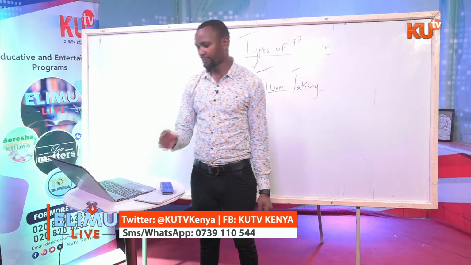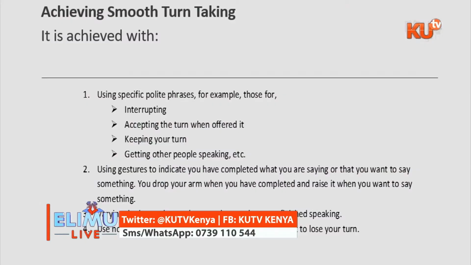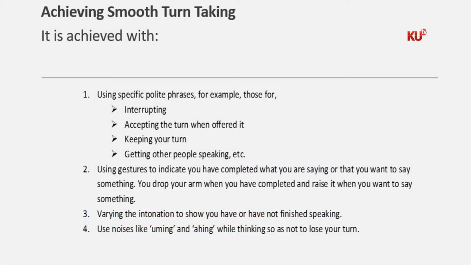Number one, using polite phrases. For example, there are phrases for interrupting. We have phrases for accepting the turn when it is offered. Then we have phrases for keeping your turn, if you want to keep your turn, and also getting other people speaking, and so on and so on. That is one way of achieving a smooth turn taking.